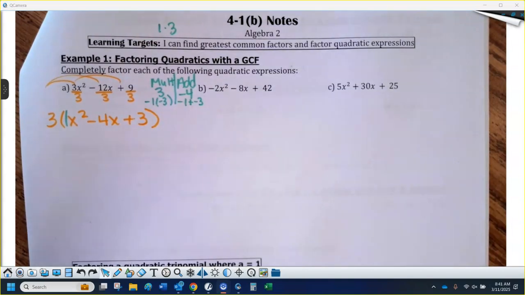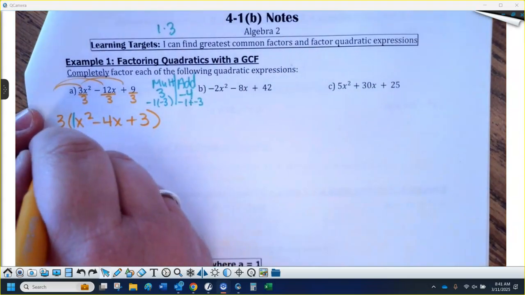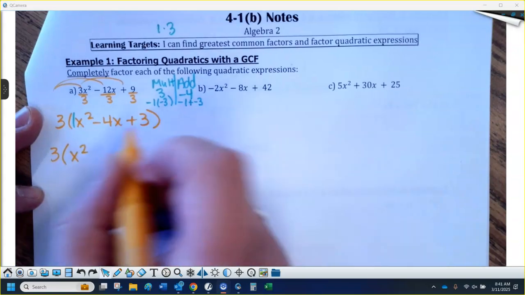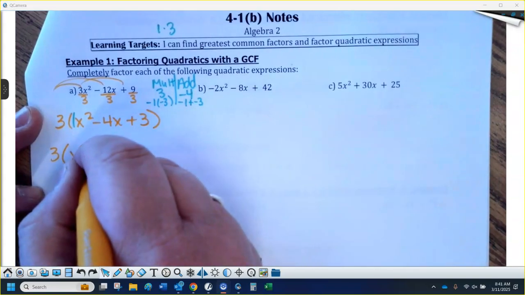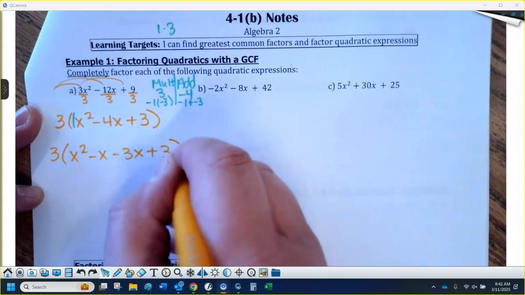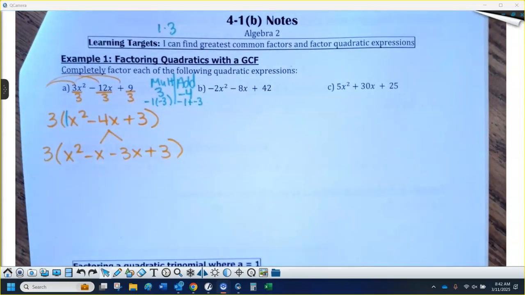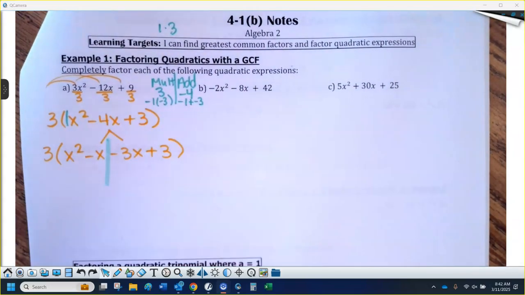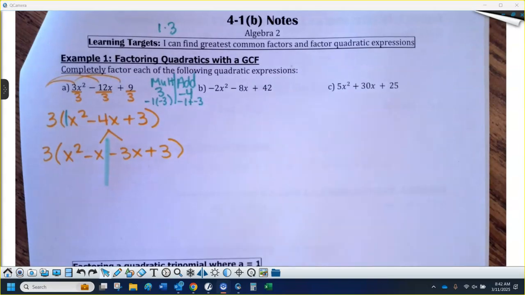The only difference between this and what we did yesterday, we're just going to have this 3 out in front. So I'd have x squared. Now, doesn't matter the order. I'm going to write minus x minus 3x plus 3. All right, so I just split apart that negative 4x into those 2 factors we just talked about. And then I'm going to do what we did yesterday, just factor by grouping. I'm just going to draw kind of a line down the middle. So the only difference is we have this other 3 out in front. So I'm just going to ignore that for a second.